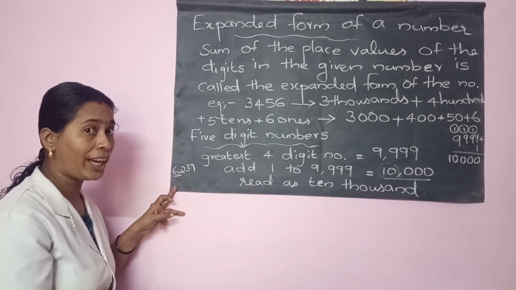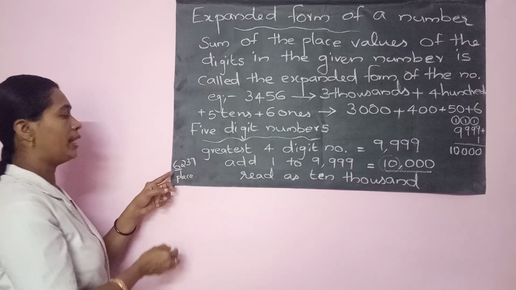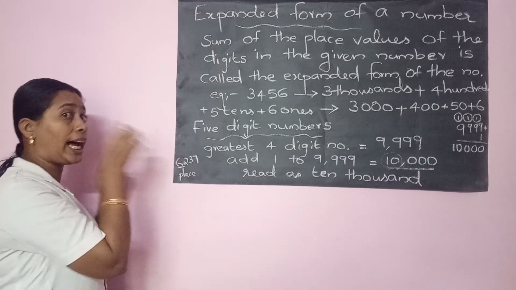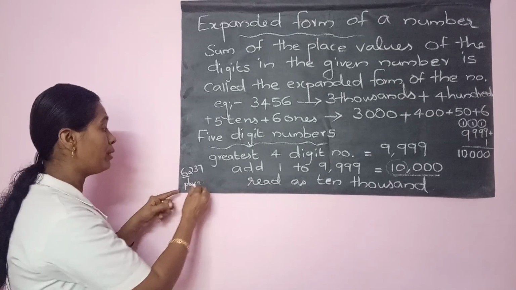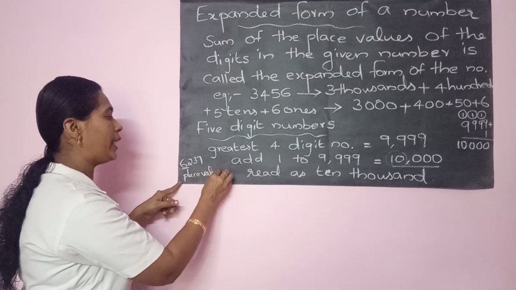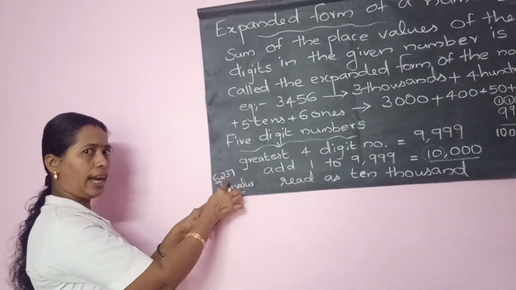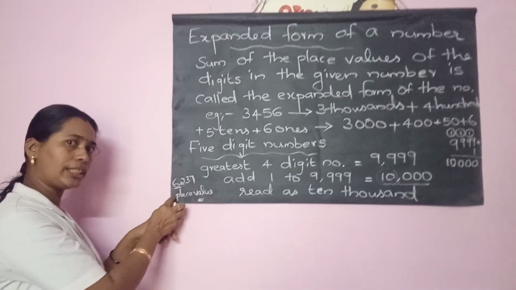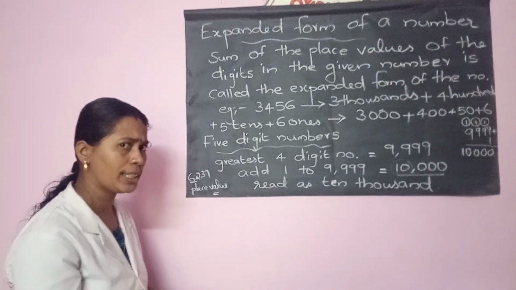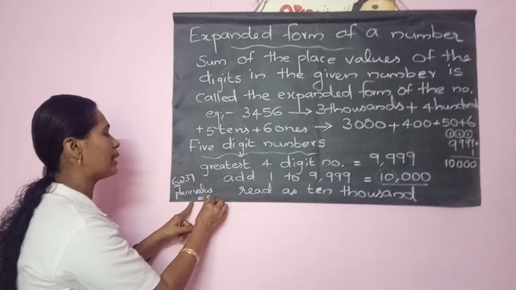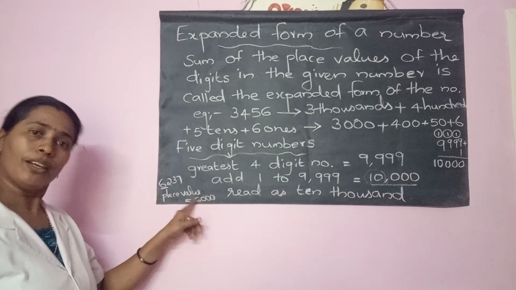What is place value? Place value means the value of 6 at this place. How much place is this one? Count it. Ones, tens, hundreds, thousands. So, 6 is there in the thousands place. So, how many thousands are there? 6,000. So, 6,000 is called place value.